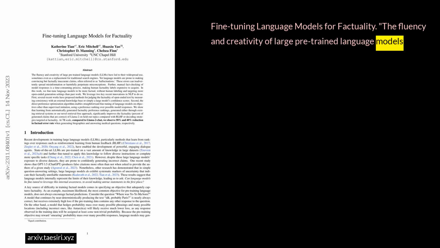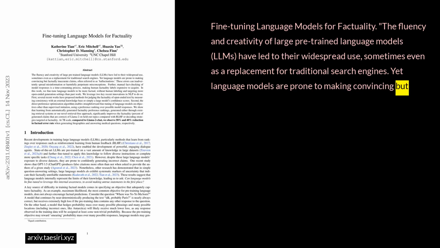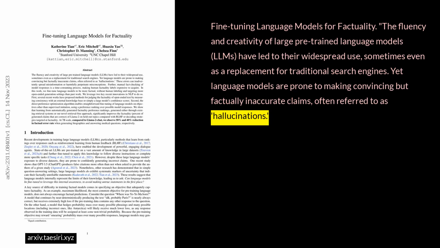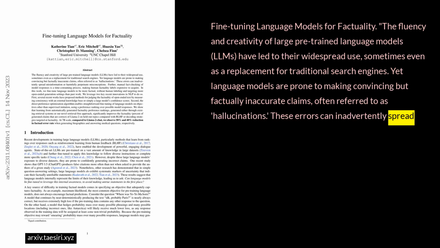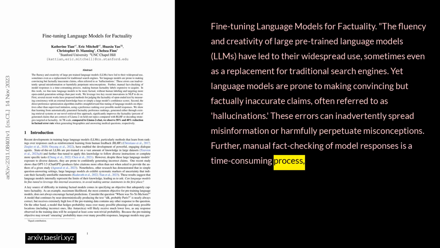Fine-tuning language models for factuality. The fluency and creativity of large pre-trained language models, LLMs, have led to their widespread use, sometimes even as a replacement for traditional search engines. Yet language models are prone to making convincing but factually inaccurate claims, often referred to as hallucinations. These errors can inadvertently spread misinformation or harmfully perpetuate misconceptions. Further, manual fact-checking of model responses is a time-consuming process, making human factuality labels expensive to acquire.